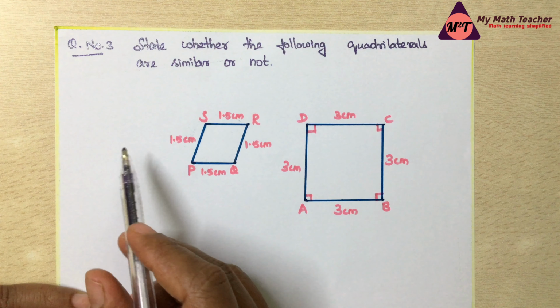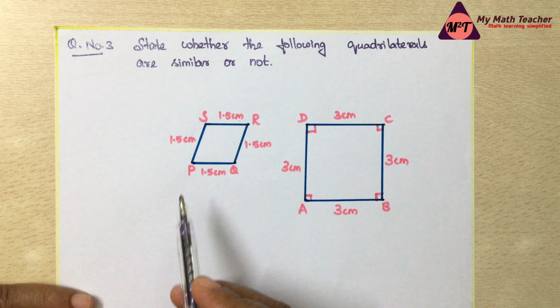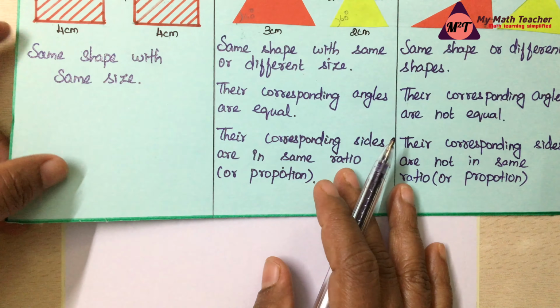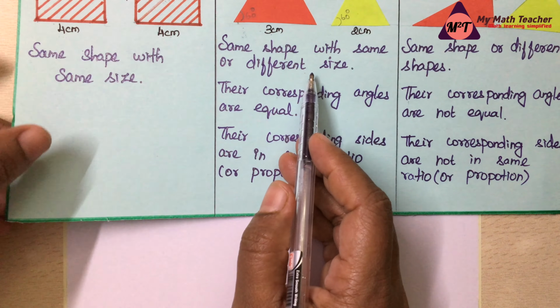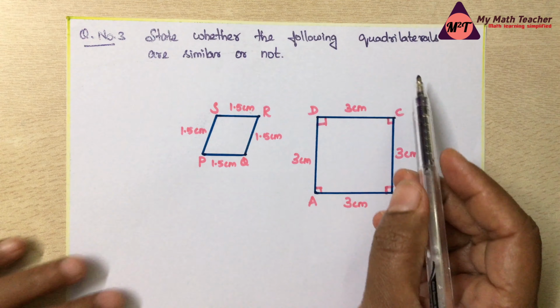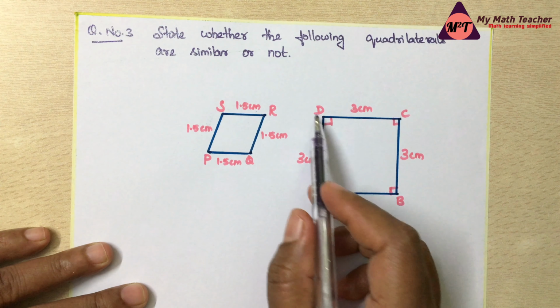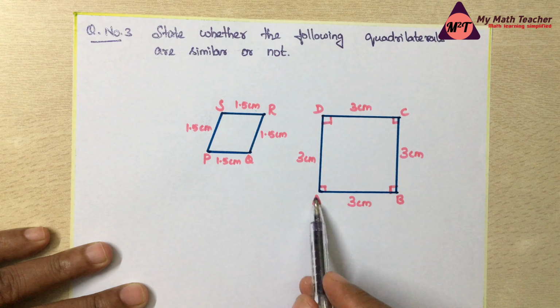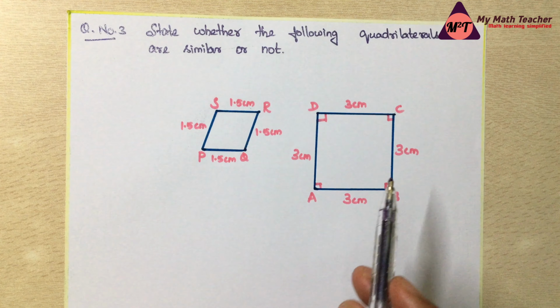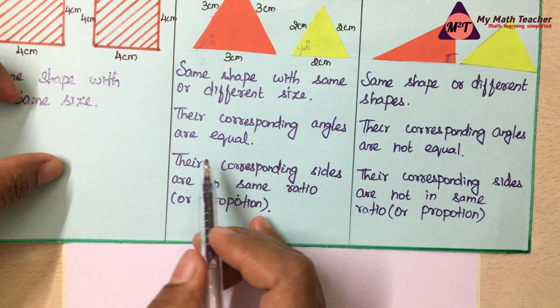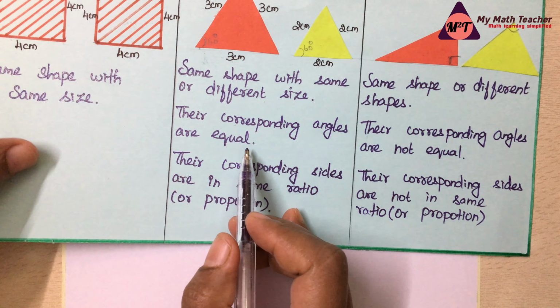Question number 3. State whether the following quadrilaterals are similar or not. First of all, let us check the three conditions. Are they of same shape with different size? Here, check the shape. This is a quadrilateral, a four-sided polygon. Again, it's also a quadrilateral, a four-sided polygon. Now, their corresponding angles should be equal.